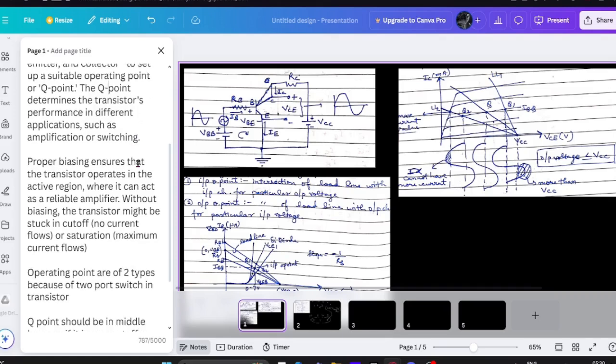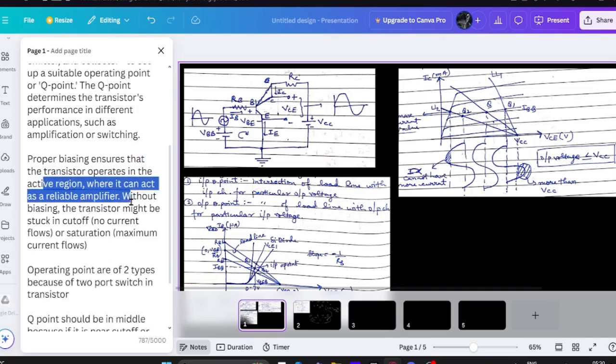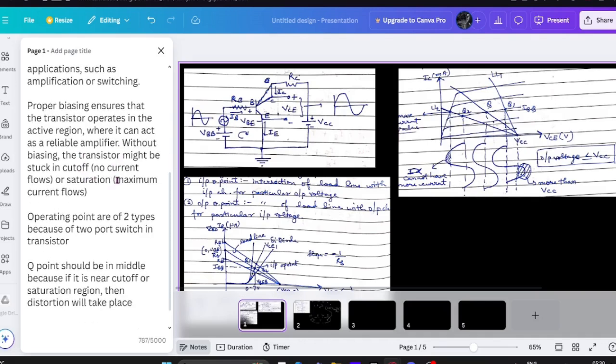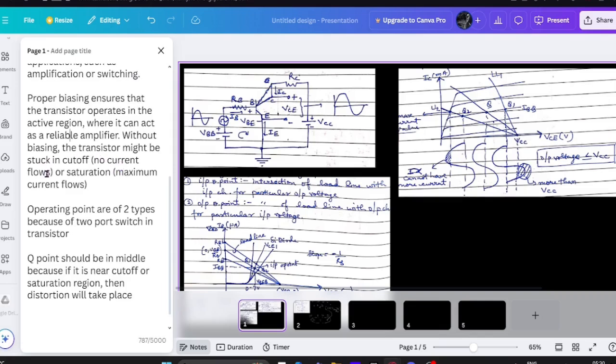Proper biasing ensures that the transistor operates in its active region where it can act as a reliable amplifier. Without biasing, the transistor might even be stuck in the cutoff region where no current flows, or saturation where maximum current flows through the transistor.